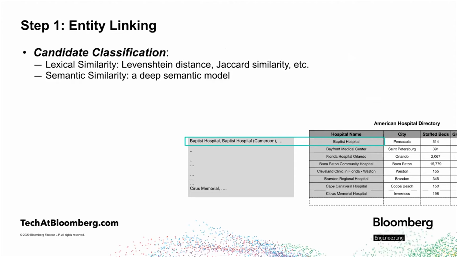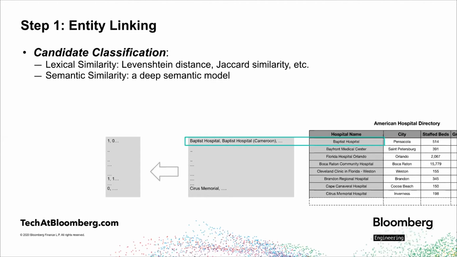So we compare the string level similarity, such as edit distance and Jaccard similarity, and then we additionally compute the semantic similarity using a deep semantic model. And then we do a binary classification. We predict if this candidate should be linked or not. And then we have kind of a matrix. But sometimes we get multiple ones, which is probably very confusing.